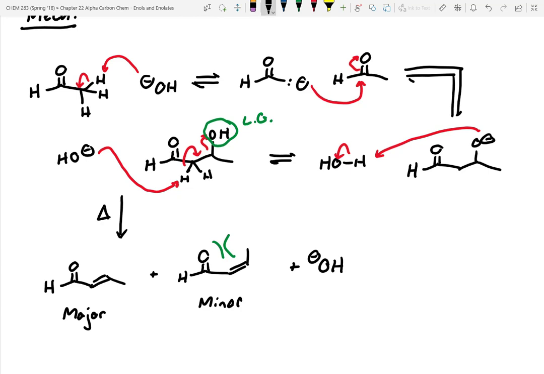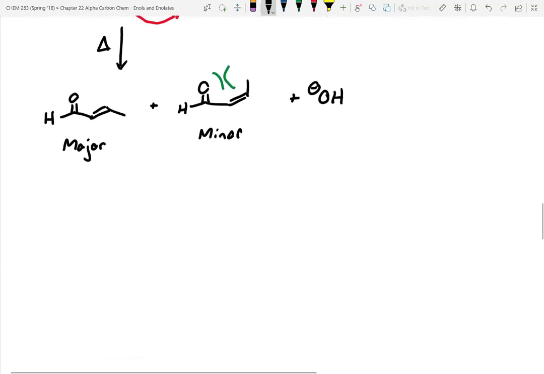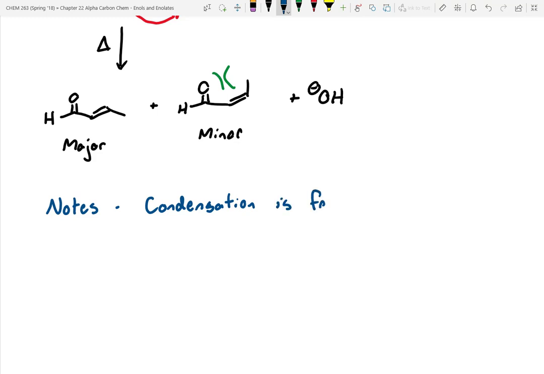Another reason, too, is because hydroxide is such a bad leaving group, you really have to crank on this to get it to go. It doesn't want to fall off very easily. So heat is an important consideration here. So let's make a few notes. Condensation is favored at high temps. I'm just going to write high T. Addition is favored at low or moderate temps.